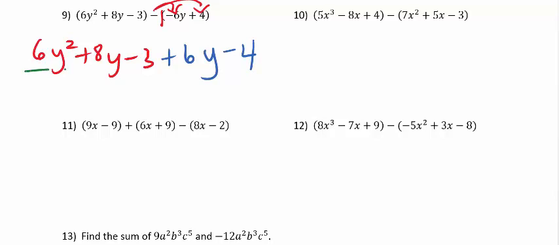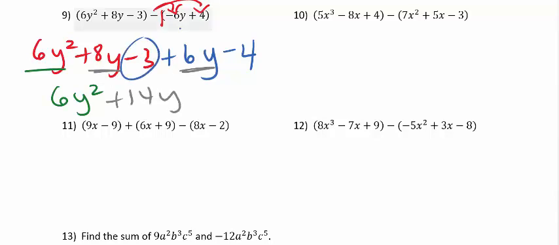Now we can combine like terms. Our 6y squared doesn't have anyone to combine with, so we'll just bring it down. 8y and 6y can combine and be 14y. And then our constants, negative 3 minus 4, will give us a minus 7.